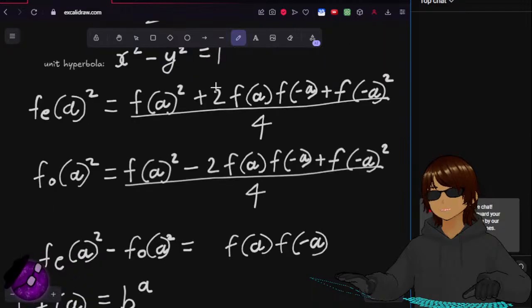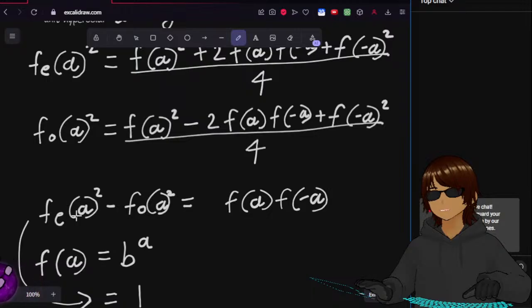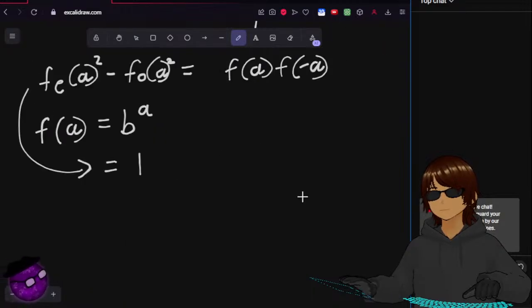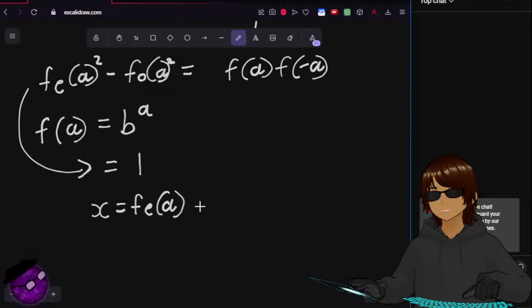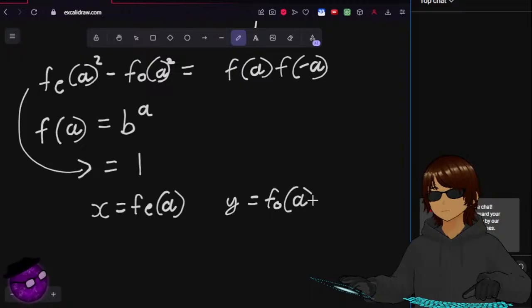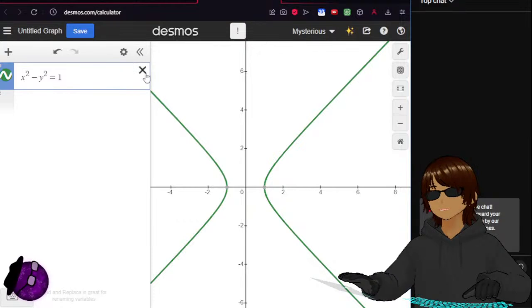So that means I can use these two as a hyperbolic formula, as a unit hyperbola. So x is the even part, and y is the odd part, then if I square them, x squared minus y squared will give me a unit hyperbola. So let's try this.